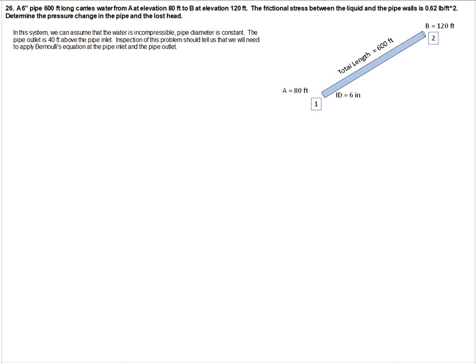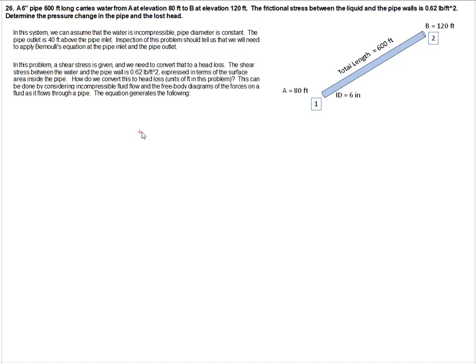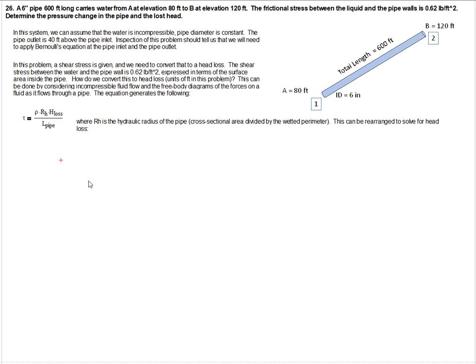So this is going to be a Bernoulli's equation, but we've got a little bit of a twist with this problem because we are told that the lost head is related to the frictional stress between the liquid and the pipe, and they give us a value for the frictional stress. We may not be used to calculating frictional losses through that method, so we're going to have to go back to our fluid mechanics textbook and figure out how to calculate head loss based on the shear stress between the fluid and the pipe walls.